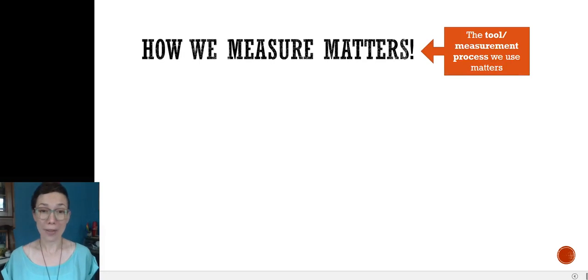So when we talk about the type of measurement tool or process, this moves us into the concepts of reliability and validity. We're going to talk about those, and we're going to talk about levels of measurement as well. We won't spend a ton of time focusing on them in this class, but I would recommend you add them to your notes somewhere.